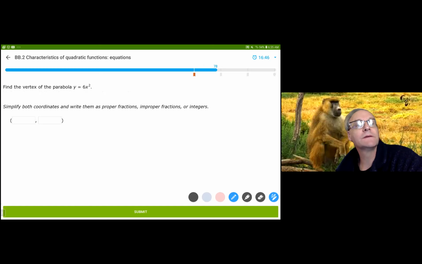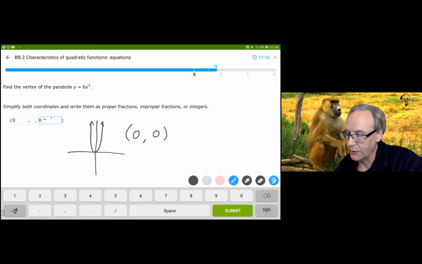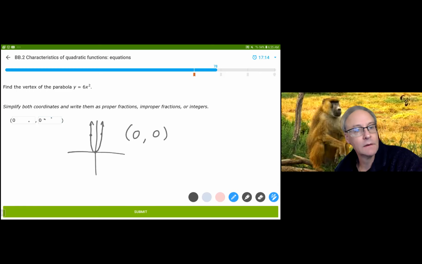Find the vertex. Well, the vertex is going to be, in this case, again, b is 0, so it's going to be 0. And then when we substitute 0 into that equation, we just get 0. Not a very interesting one, is it? Hopefully you recognize what it looks like. It's a very steep parabola at 0, 0. It's going to go like this. And one of the points is going to be 1, 6 and -1, 6. So there you have it.